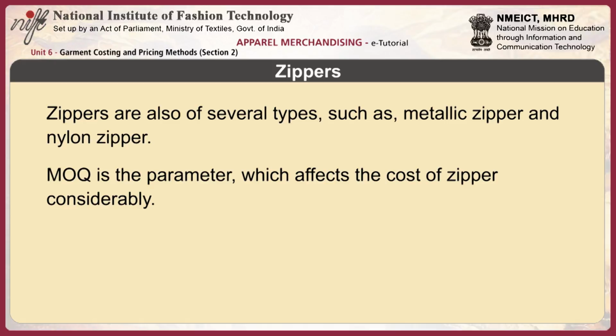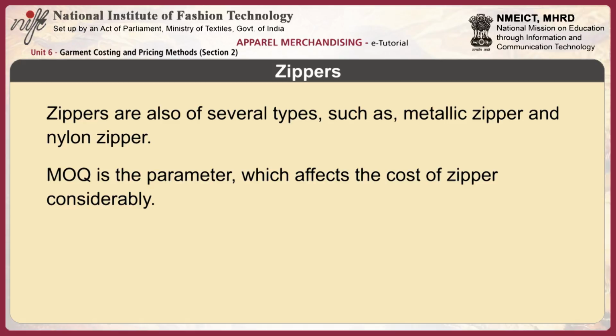So, zippers have several parameters. They can be dyed to match zippers, that means the zipper color is matching with the main body of the garment or fabric. So, like that, there can be different types of zippers, metallic, nylon, and different types of materials. Depending on the type of the zipper, the cost would vary.